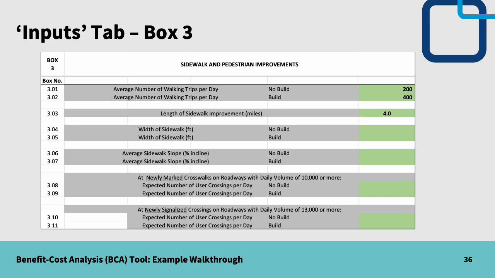We also need to know the width and average slope. These will impact the amenity calculation since walking on a narrow, hilly path is less pleasant or valued than a wide, flat path. Our no build is no existing path at all, so we put 0 for no build width, and then the path will be 10 feet wide. And for slope, let's say our improvement is flat, so 0% incline for no build since there's no path to begin with, and we'll keep it 0% since our improvement is flat anyway.